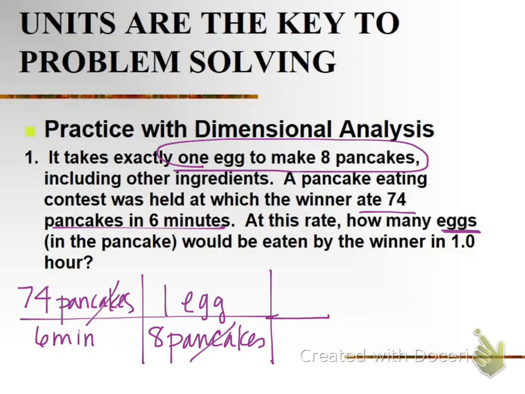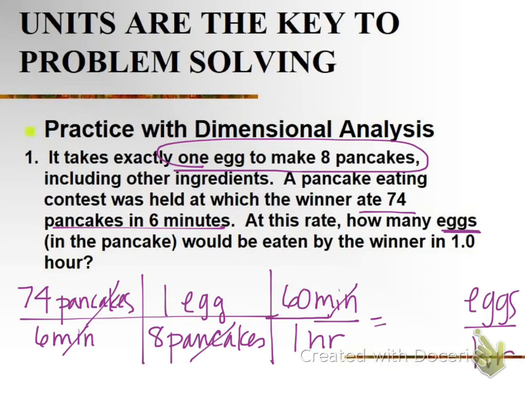So now I've got to get minutes to hours. So I have minutes on the bottom, so where will I put minutes on the next step? On the top. And of course, how many minutes are in an hour? Okay, so I cross out minutes. So my unit now is eggs per hour. Okay, so I'm in the right unit. So now I'm going to multiply the top and divide by the bottom. So you guys do that real quickly.